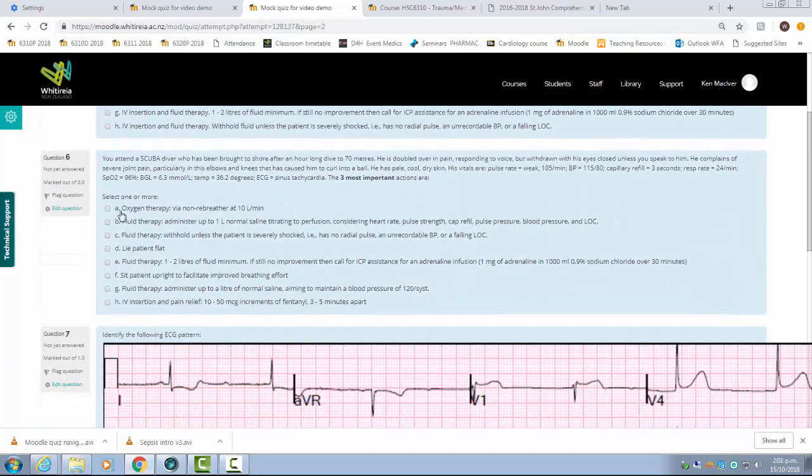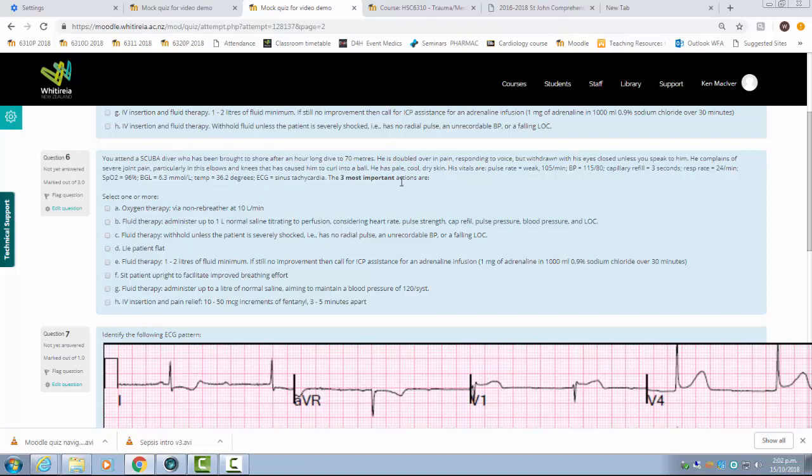Okay, next we've got question 6. You attend a scuba diver who's been brought to shore after an hour-long dive to 70 metres. He's doubled over in pain, responding to voice but withdrawn, his eyes are closed unless you speak to him, complains of severe joint pain, particularly in his elbows and knees, and that has caused him to curl into a ball. He has pale, cool skin, which is dry. Vitals are pulse weak at 105, blood pressure 115 on 80, cap refill 3 seconds, so it's prolonged, resp rate 24, so it's elevated, SpO2 is 96, BGL 6.3, temp 36.2, and he's in a sinus tachy.